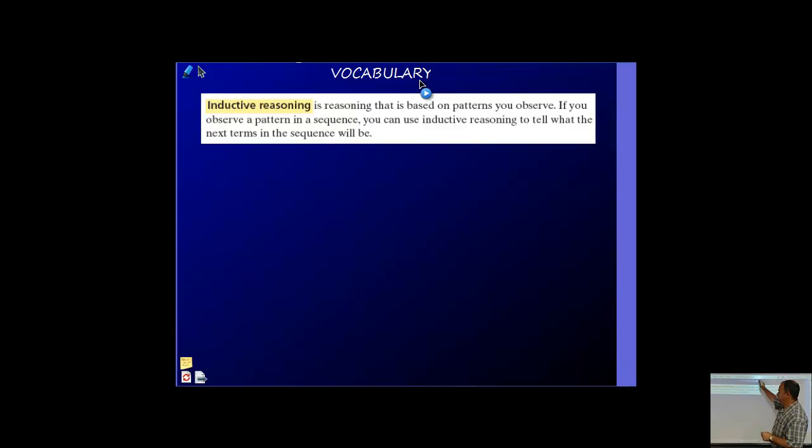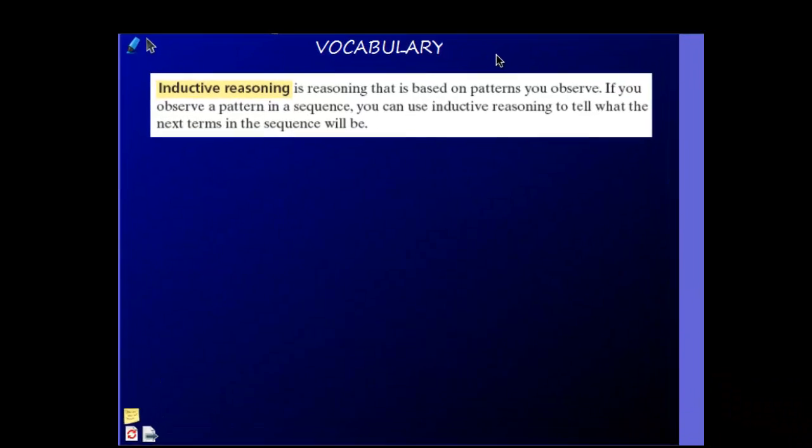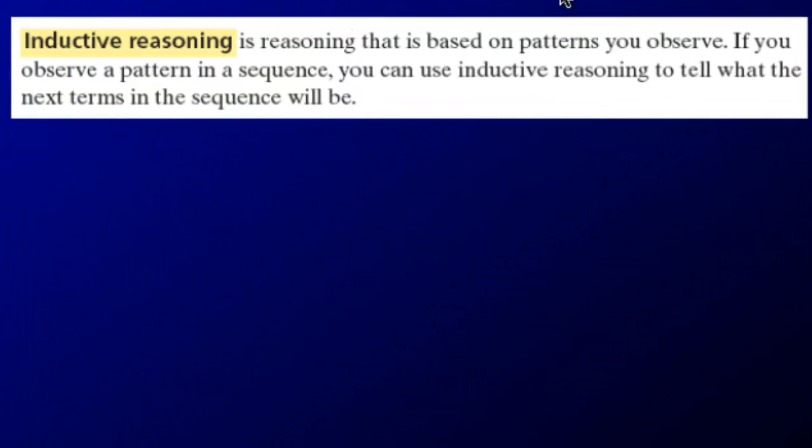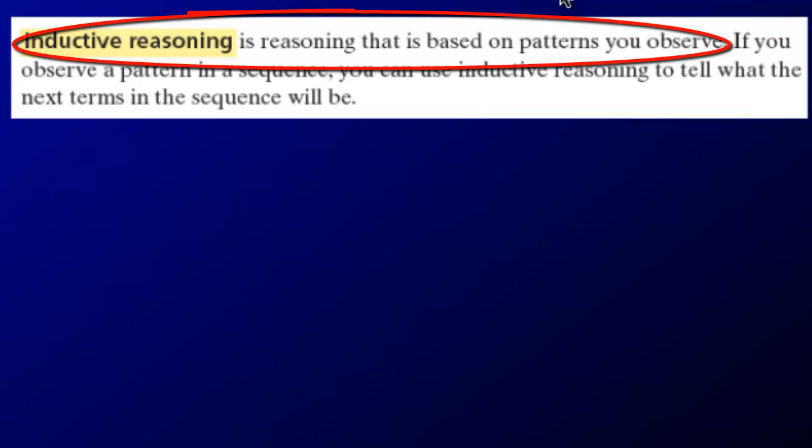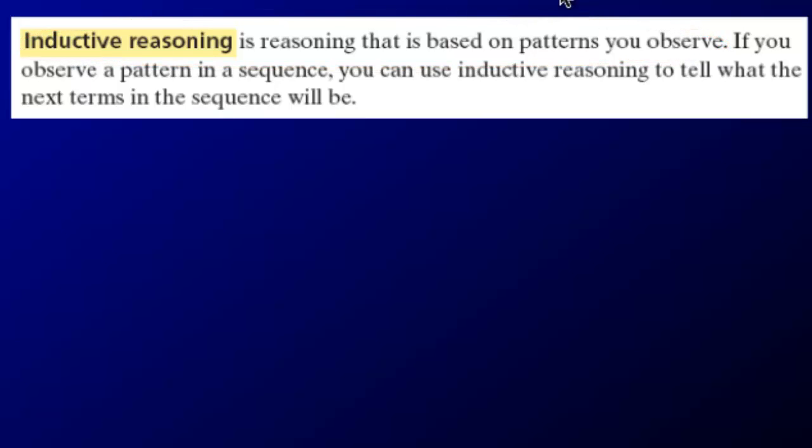So let's take a look at the first paragraph. Inductive reasoning is reasoning that is based upon patterns you observe. If you observe a pattern in a sequence, you use inductive reasoning to tell what the next term in the sequence will be. Most students would just copy this down and call that the definition of inductive reasoning. The problem with that is that the paragraph goes on to explain some more things about inductive reasoning, and that's what most students miss.